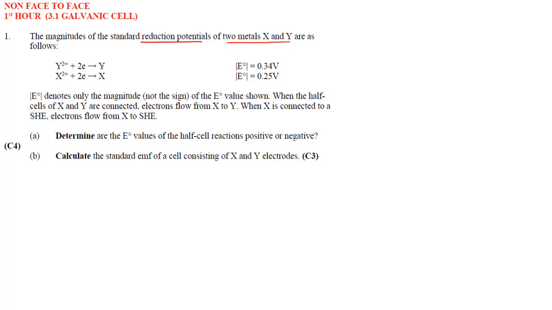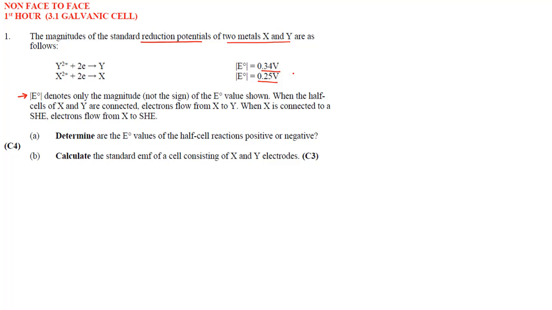So equation ni dalam bentuk reduction. Untuk metal Y, the E naught value is 0.34 and E naught untuk metal X is 0.25 volt lah. So dia dah mention, E naught tu denotes only the magnitude, not the sign of the E naught value shown. Maksudnya value E naught yang dia bagi kat sini ni hanya menunjukkan dia punya magnitude sahajalah. Dia tak bagi tahu sama ada value tu positif ke ataupun negatif. So maksudnya nanti kita yang kena tentukan lah.